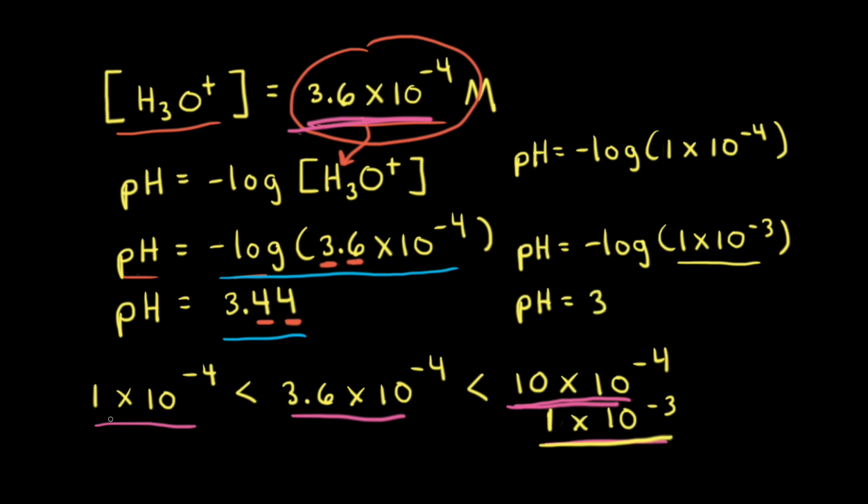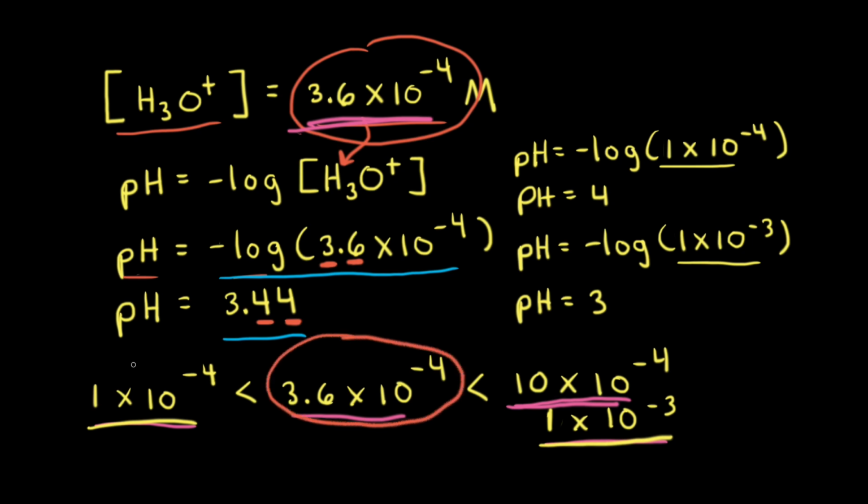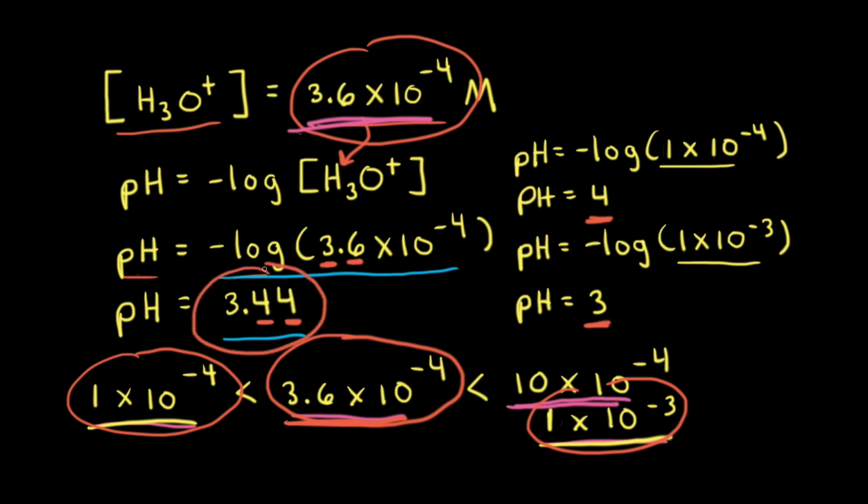And if the concentration of hydronium ions is 1 times 10 to the negative 4th, this is a log base 10 system, so the negative log of 1 times 10 to the negative 4th would be equal to a pH of 4. Since 3.6 times 10 to the negative 4th is between 1 times 10 to the negative 4th and 1 times 10 to the negative 3rd, the pH of this concentration must be between a pH of 4 and a pH of 3. And we saw that with our calculator. The pH came out to be 3.44.